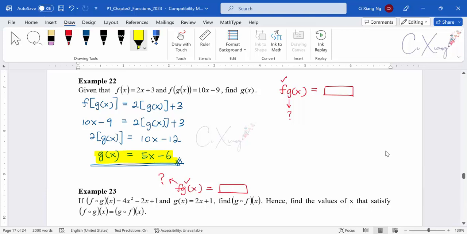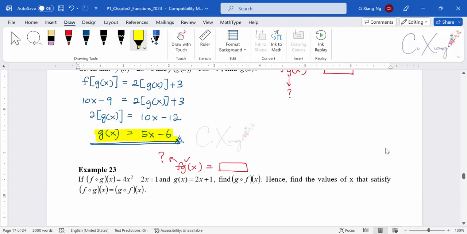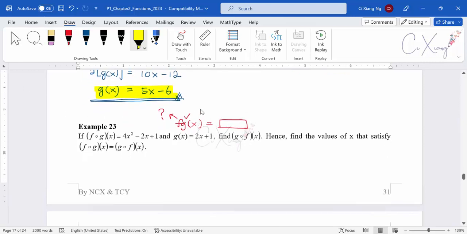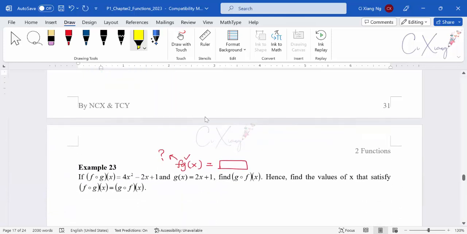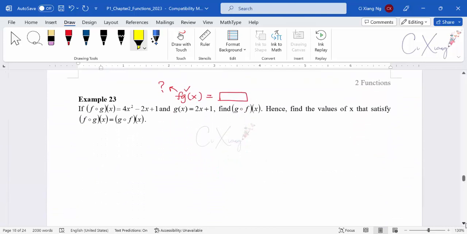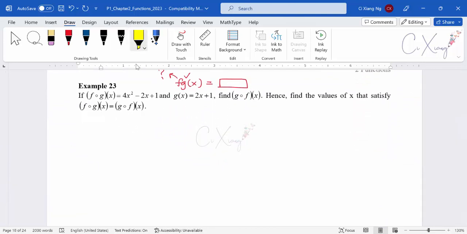And next, let's do the other way around. If let's say they give us the composite function fg, we know the g, and how to find out the function f. So we have a look at example 23 here. They give us the composite function fg(x). They also give us a function g(x). They want to find the function gf(x). Before you can find the function gf(x), you need to find the function f first. Correct or not? Because if you don't know the function f, how can you find the function gf, right? So you need to find the function f first.